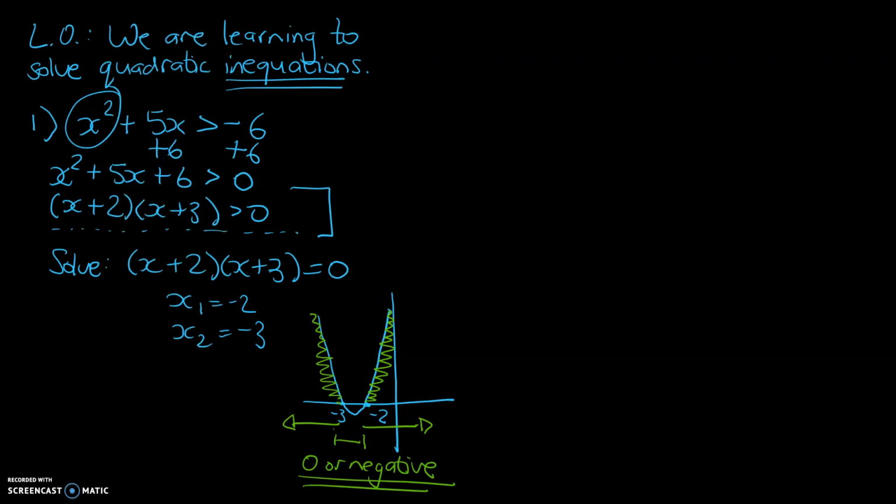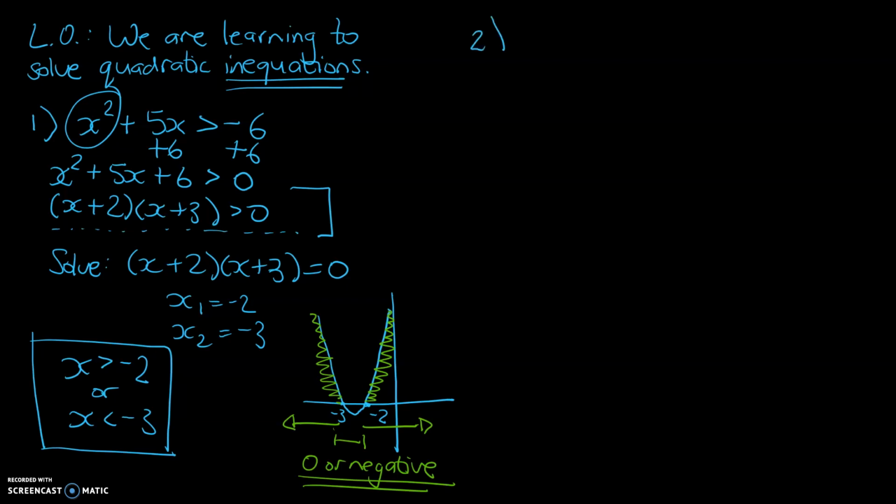So when we look back at our equation, what values of x are positive? We know that anything above -2, that's going to be positive. And anything below -3, that's also going to be positive. And that would be our solution to our quadratic inequation. So that was our first example. Let's have a look at another one.